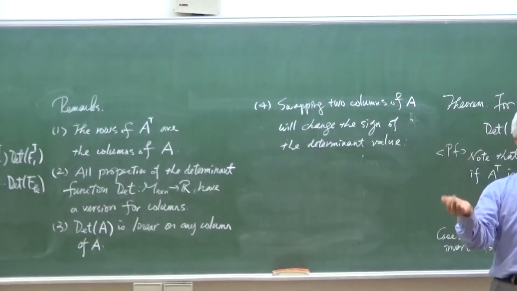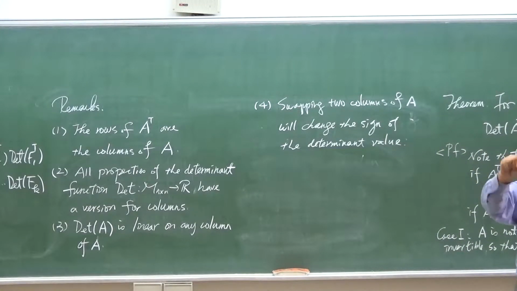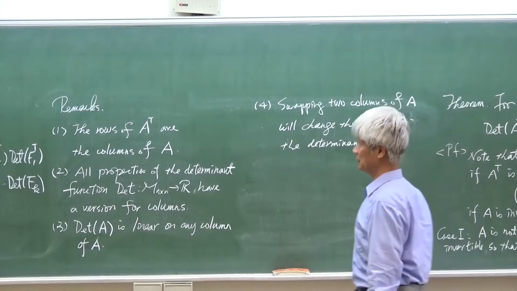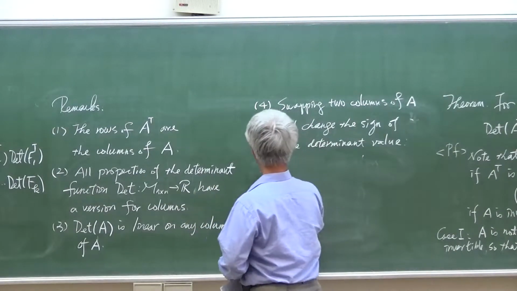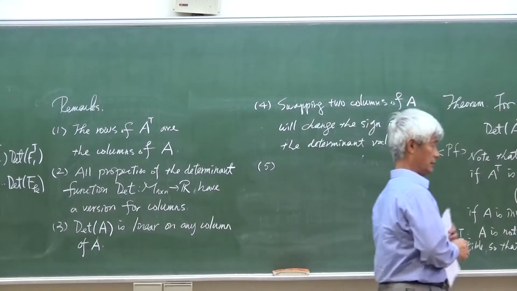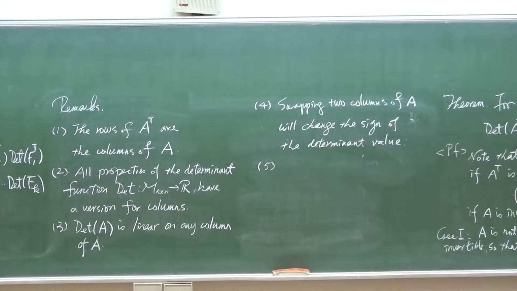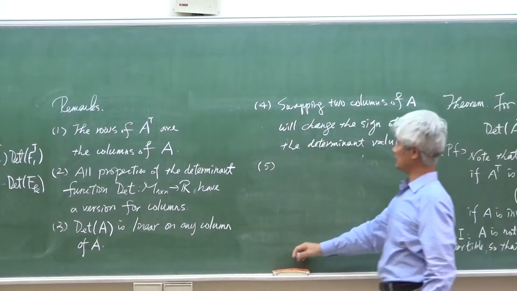Because we state that if we change two rows, we will change the sign of the determinant value of the resulting matrix. Now we can also change two columns. Once we change two columns, then again the determinant value will change sign. There are a lot of versions, right? These are just some examples. You can state a lot of things. But this is the basic thing, right?